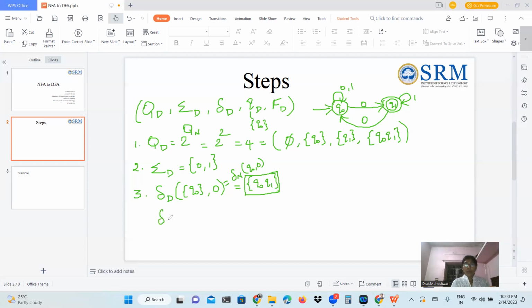Another thing is you have to apply the same state with the other input symbol, that is 1. Again, you have to refer to the NFA. So Q0, 1: check here, Q0 comma 1, I have only one transition. So the output is Q0 alone.